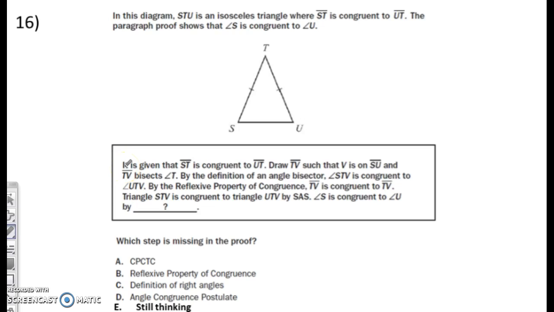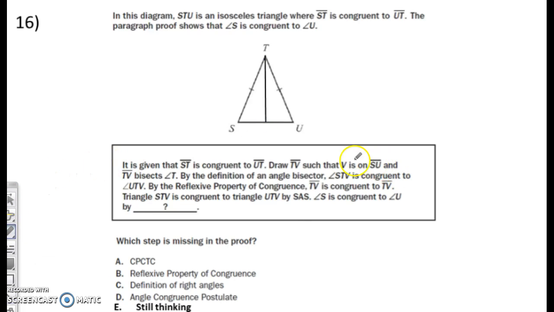Anytime you're filling in a section of the proof, you need to read everything that's above it. So in this case, everything's above it. So it says it is given that ST is congruent to UT. Draw TV such that V is on SU and TV bisects angle T. So we're drawing an angle bisector. That's terrible. Let me get the line tool. We're drawing a line that bisects angle T and ends up like that.